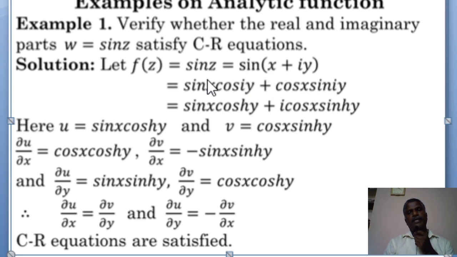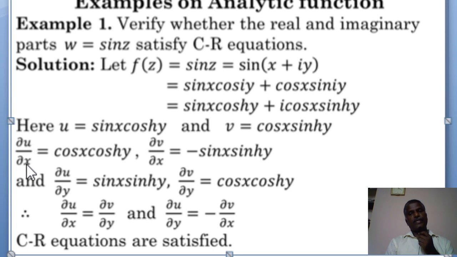It is sin of a plus b, sin a cos b plus cos a sin b. Here we have cos of iy, and we know that cos of iy is cos hyperbolic y, by using hyperbolic functions and Euler's formula. Similarly, sin iy is i sin hyperbolic y. Now it is in the form of u of x comma y plus i into v of x comma y. Here the real part u is equal to sin x cos hyperbolic y, and the imaginary part v is equal to cos x sin hyperbolic y.